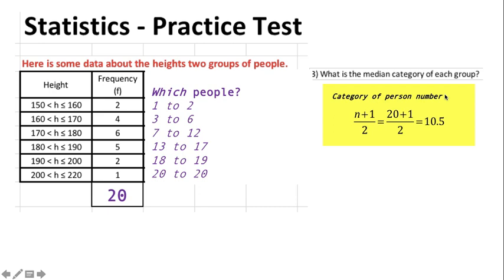Now the median person out of 20 people is person number 10.5. You get that from 20 add 1 divided by 2. But that doesn't mean that 10.5 is the median. The median category is the category that's got that middle person in it. And you can see that person number 10.5 would be in the 7 to 12 category. So the median category is 170 to 180.